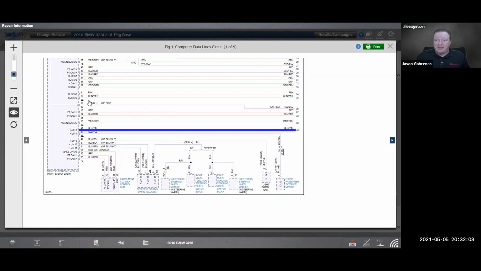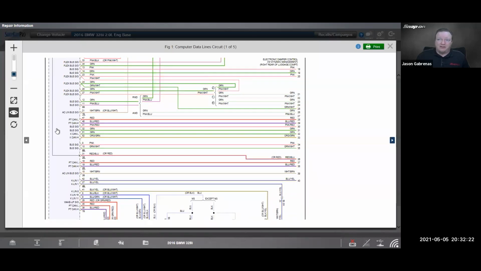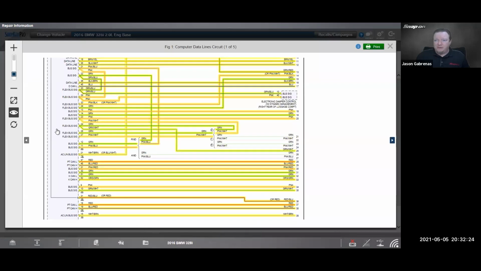And if we look at all the data lines here, I've got PT-CAN, which is powertrain CAN, wake up signal, K line, which stands for keyword, by the way. I saw a question pop up there on that. Let's see, PT-CAN, powertrain CAN bus signals, AC LIN bus signal, FlexRay bus. So this has a FlexRay bus on this car. BMWs do use that quite a bit. So that's going to be the pink and green lines. That's going to be FlexRay.